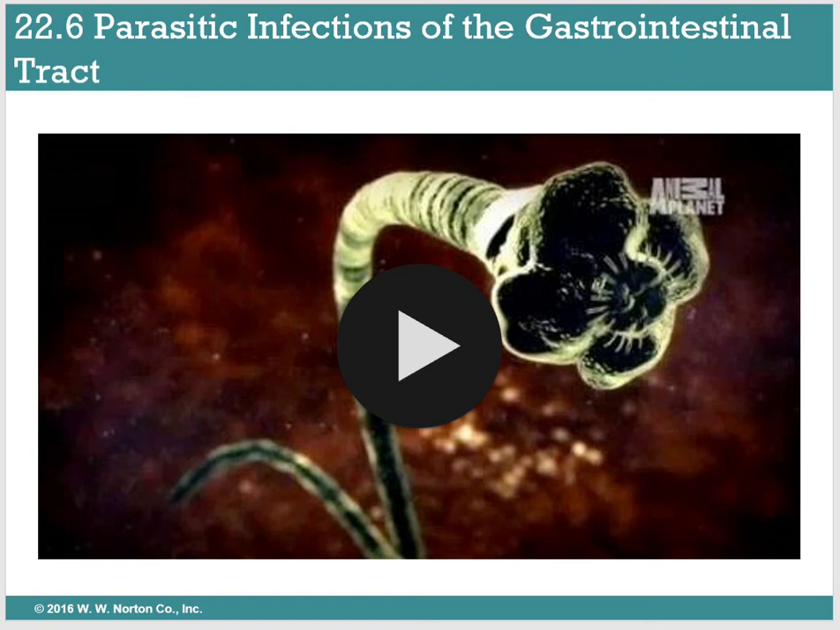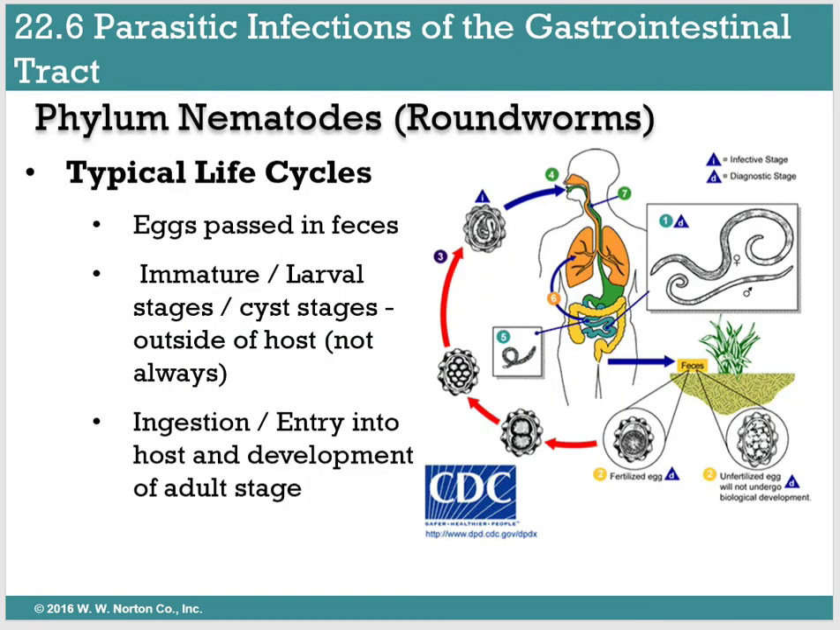But let's talk about our next worm. So we are going to talk about nematodes, so specifically the roundworm. So what happens is that the egg passes through the fecal matter. They are immature at that point. Then they'll go to their larval stage, so they'll be slightly more matured, then to a cyst stage. And then at that point, they can actually go outside of the host, but not always, or sometimes they will stay inside the host. And then if they go outside the host, then ingestion will occur again, and that is how they will enter the host and then develop into the adult stage again. Like I said, it's a very, very simplified process.